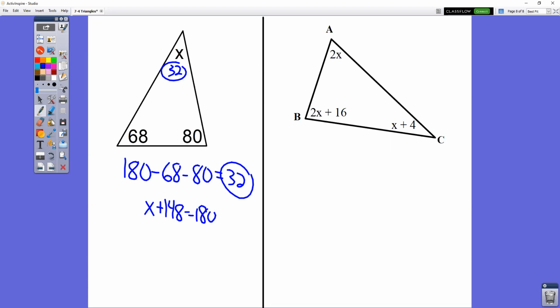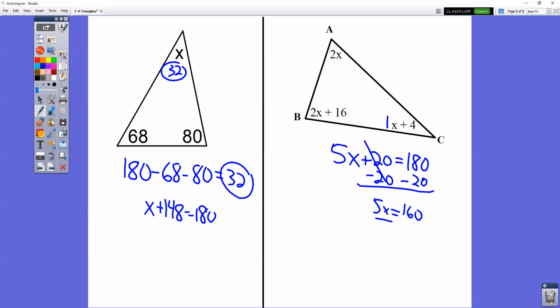2x plus 2x plus 1x is 5x. 16 plus 4 is 20. So we have 5x plus 20 equals 180. Minus 20, minus 20. So 5x equals 160. Divide by 5, divide by 5. 160 divided by 5 is 32.